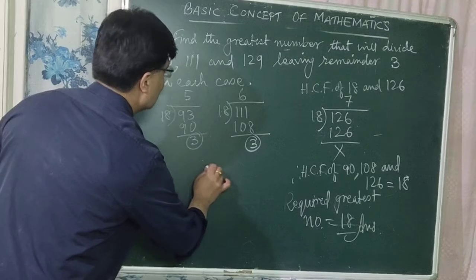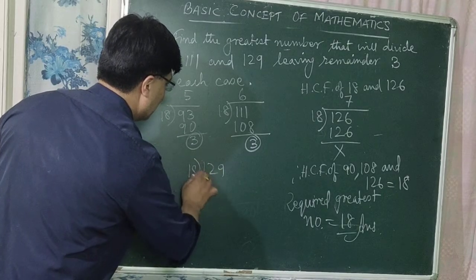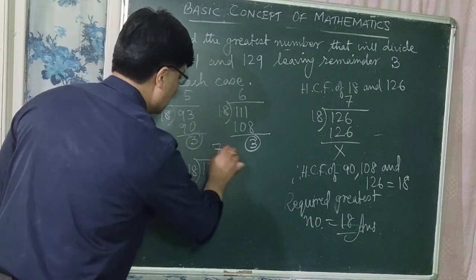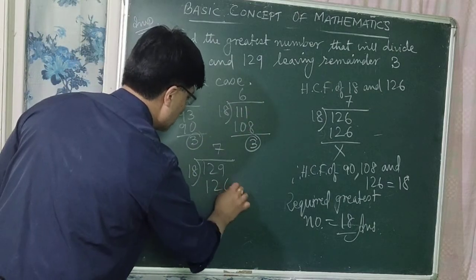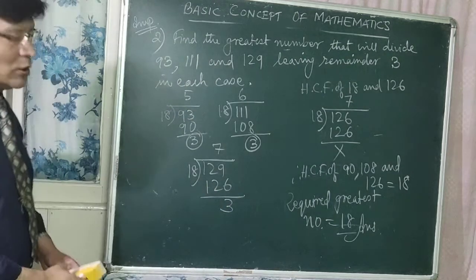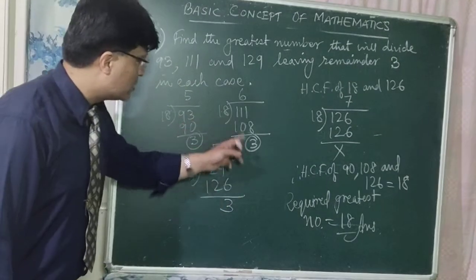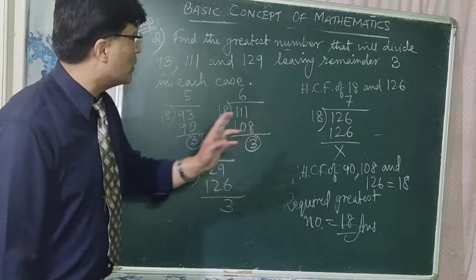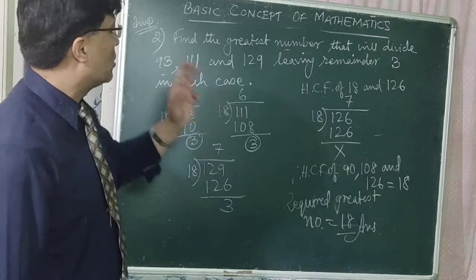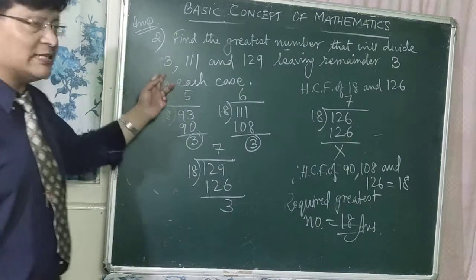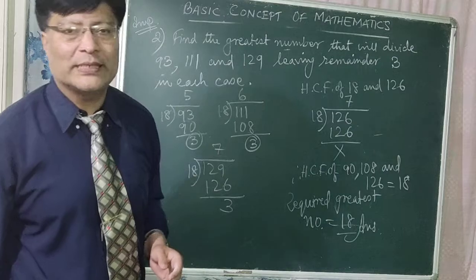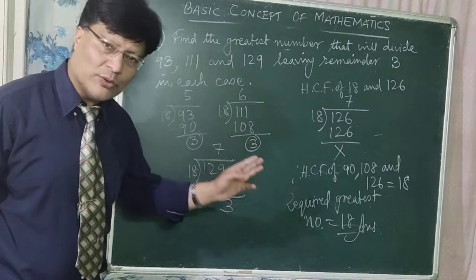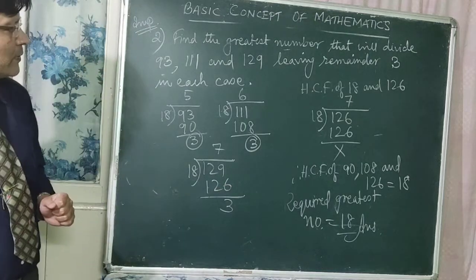So again, this 129 should be divided by 18. So how much does it go? 18 into 7 is 126. So what is the remainder? 3. In each case, the remainder is 3. So this is the correct answer. So 18 is the greatest number that will divide 93, 111 and 129, leaving remainder 3 in each case. So 18 is the answer, right?